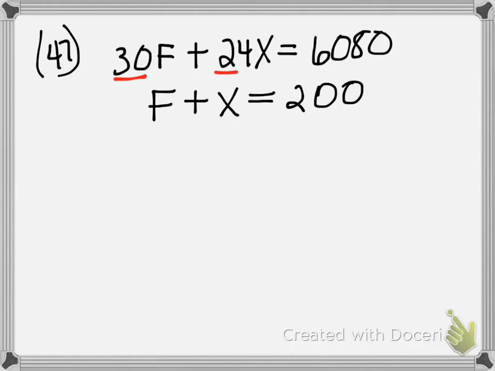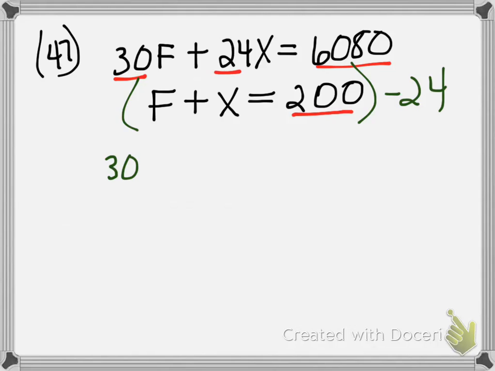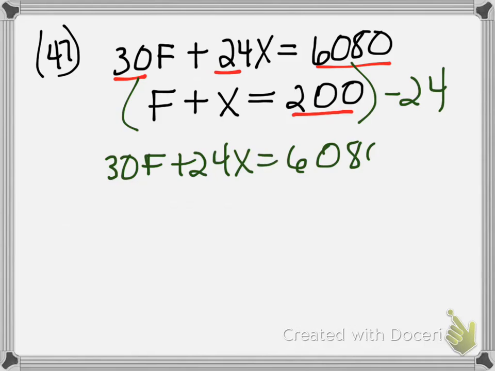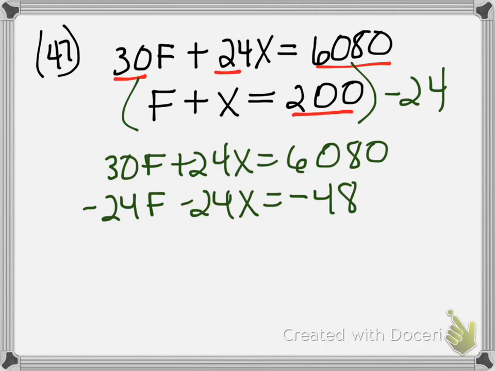So when you have your money, it all goes together, and then the non-money part, the floor tickets and the stadium tickets, give you 200 seats. So this is a system of equations. We're going to solve this with elimination. I'm going to multiply the bottom equation by -24. So I'm going to have 30F plus 24X equals 6080. That one didn't change at all. But the second equation will be -24F minus 24X equals -4800.